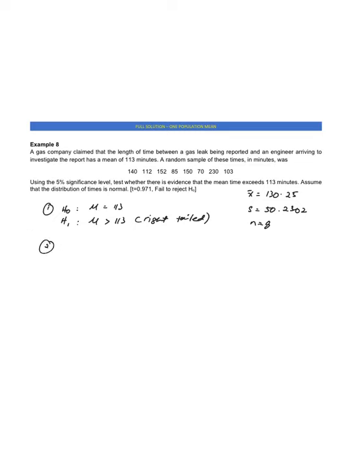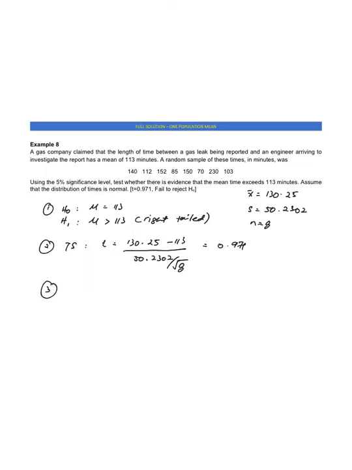Okay, second step, calculate the test statistic. Since we do not know the population standard deviation and the sample size is small, less than 30, we're going to use T. So T equals x bar 130.25 minus 113 over 50.2302 over square root 8. So we get T equivalent to 0.971.